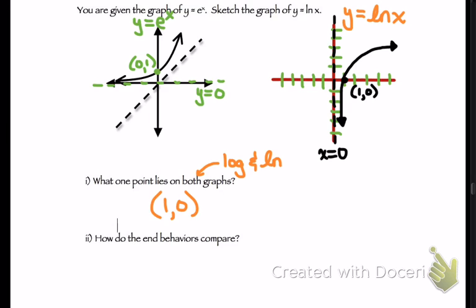How do the end behaviors compare? Again, talking about the log and the natural log, how do those end behaviors compare? You'll notice that they are absolutely the same. So as long as I know my two parent functions, I can apply my transformations, and I'll be fantastic.